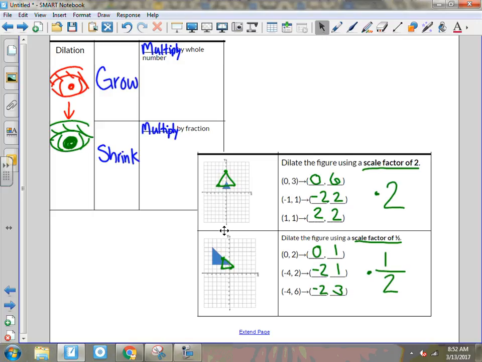So between translations, reflections, rotations, and dilations, there are 4 ways that you can transform a shape, and each one has its own shortcuts. So what we're going to do is continue to practice them and see how they change our shapes in our future practice.